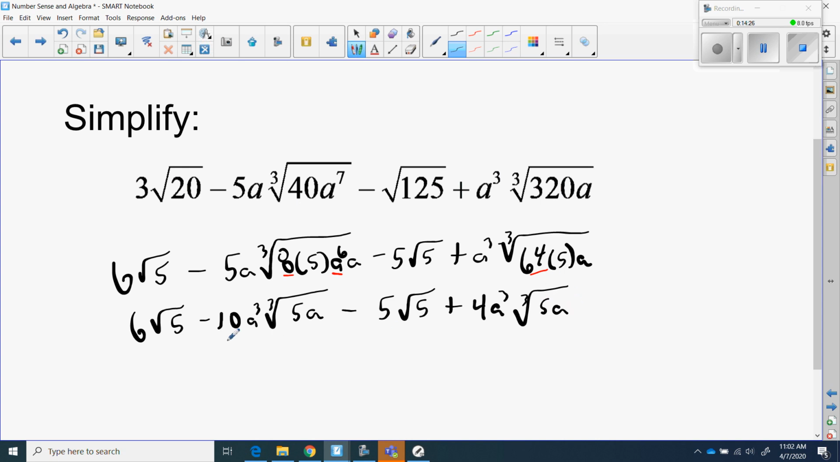Well, I now have this square root and this square root with the same radicand, so I can group those two together. 6 square root 5, take away 5 square root 5 is just 1 square root 5.